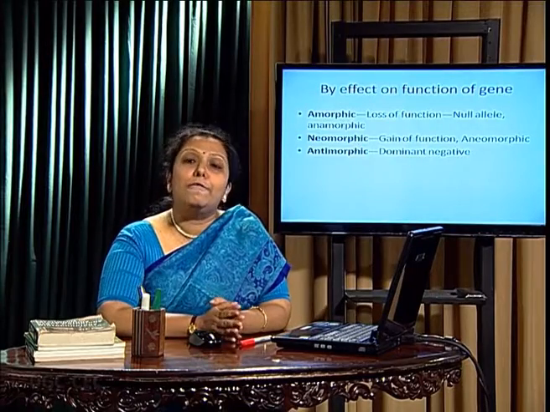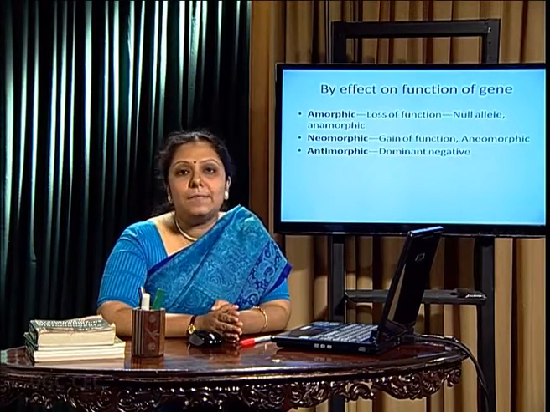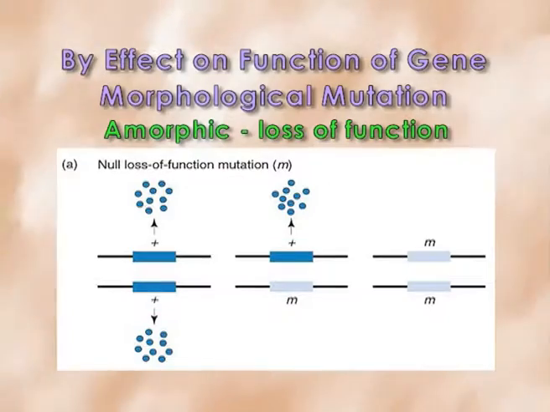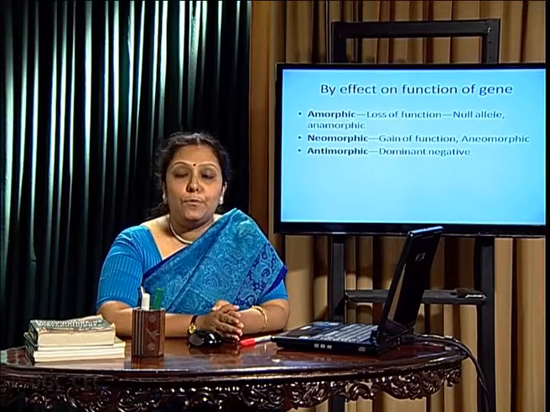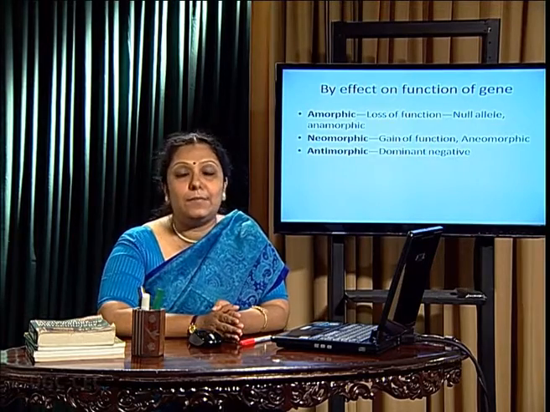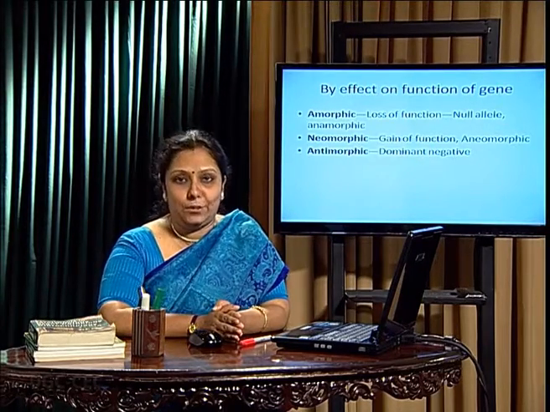By effect on function of gene. Sometimes by mutation we can find the loss of function, that is called amorphic. So loss of function means some protein is getting mutated at the amino acid level in such a way that it gives an abnormal function, different from the normal functioning. In case of amorphic mutation, we can find the null allele, that is, a particular allele is getting produced having no function at all, losing the total function.